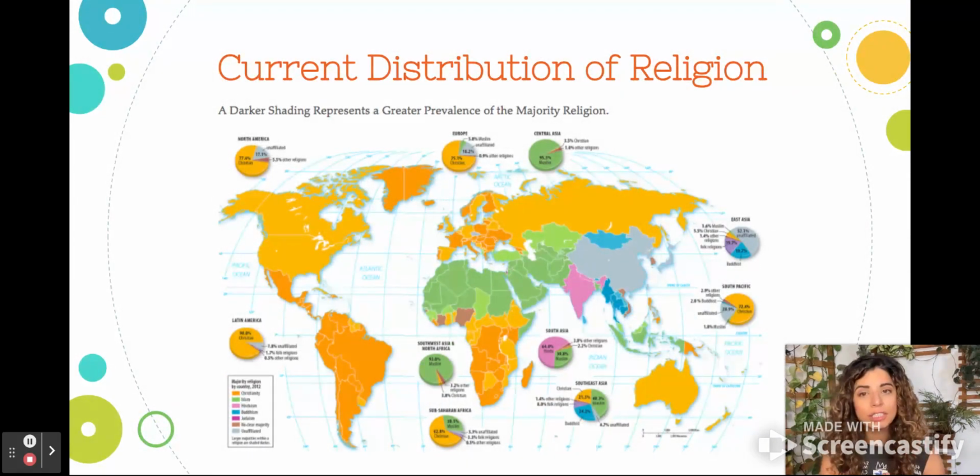So this is the current distribution of religion around the world. So here you can just pause it and take a look at it. This is a great visual, so that way you can kind of immediately see what religions are dominant where.